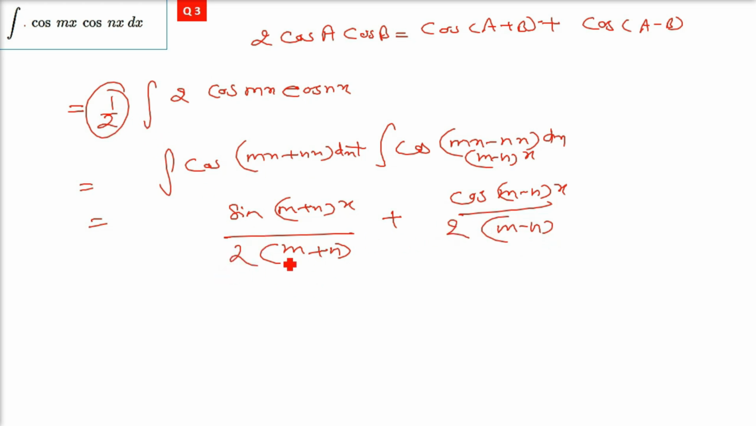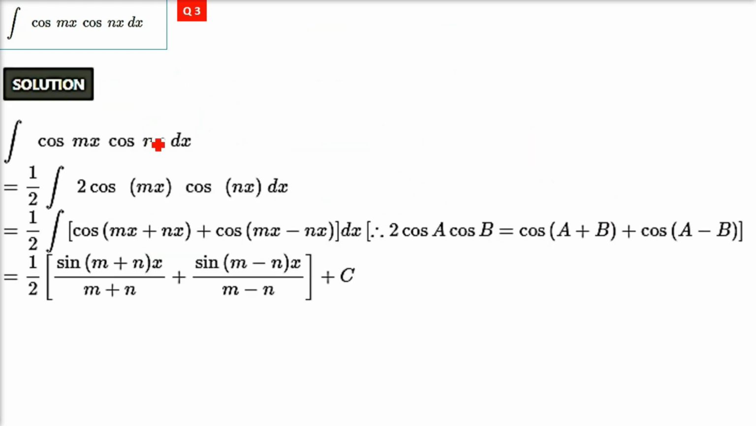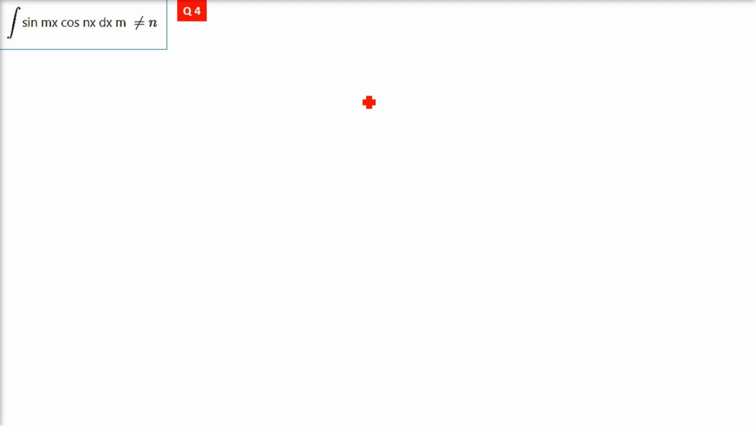Now you can take this 2 outside if you want, but because half is already there, you can just keep it outside and write these along with the constant of integration. So you see, the same as the previous question, this is the generalized version. Same thing will come.